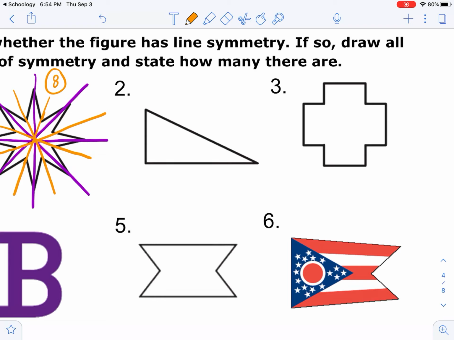All right, looking at this next one here. Draw any lines of symmetry. There aren't any. There's no way I can cut that where it would fold on top of itself.